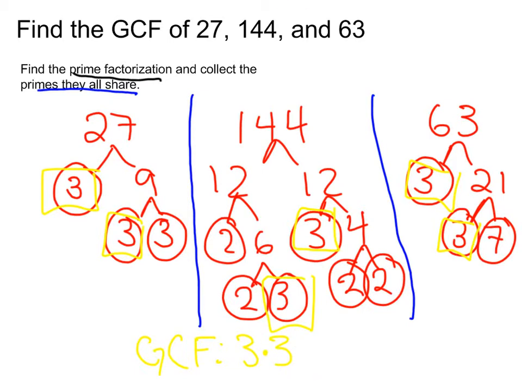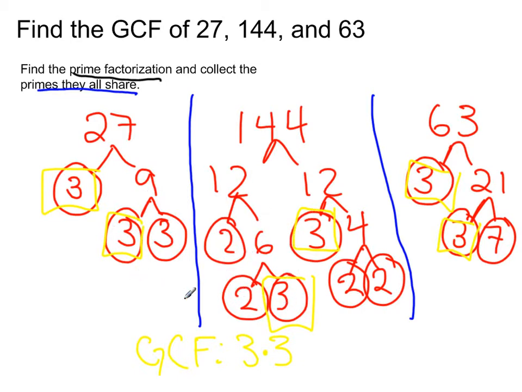Let's see if there's more. We have a 3 here. All the 3s have been used up here, so there's no more, so we can't collect any more. And there's no other 3s here because we've used them up already. So that's it. And there's no more numbers to the 27, so there's no way it will share anything else.